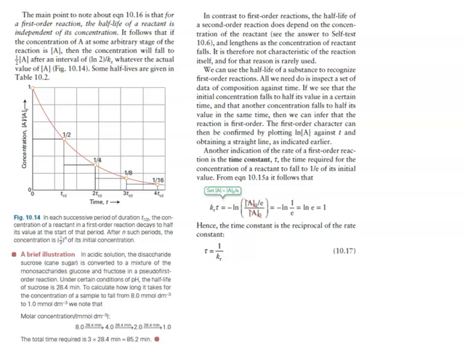Another indication of the rate of a first-order reaction is the time constant, the time required for the concentration of a reactant to fall to 1/e of its initial value. From equation 10.15a, it follows that the rate constant times the time constant equals the natural log of e, which equals 1. Therefore, the time constant is simply the reciprocal of the rate constant, and that's shown in equation 10.17, which I've just checked.